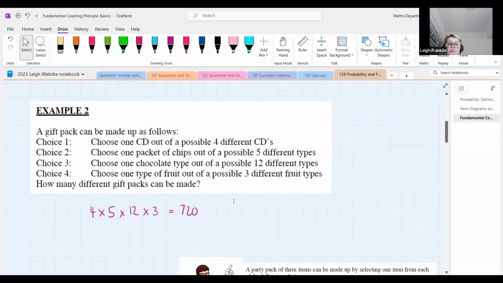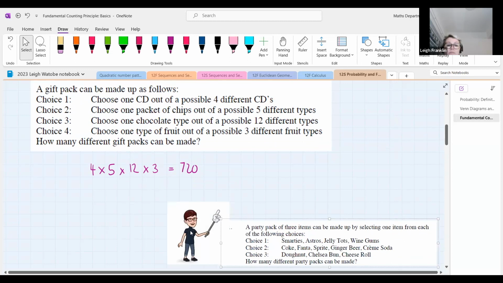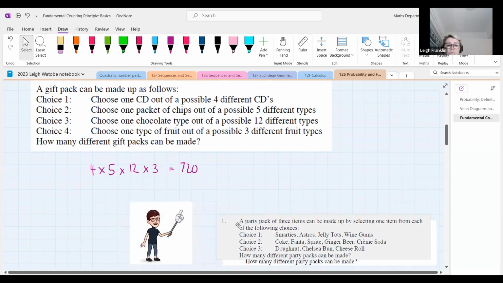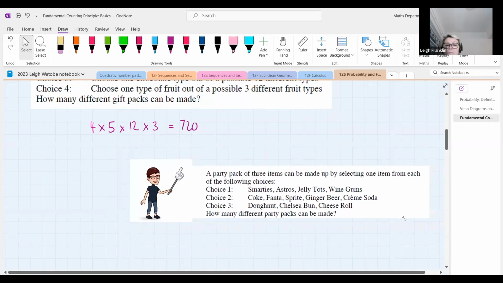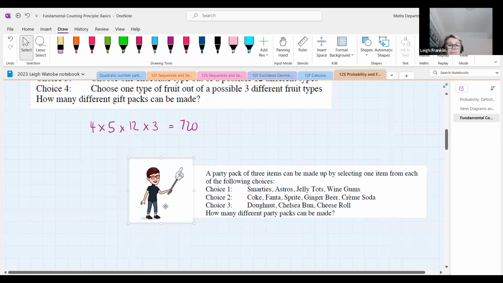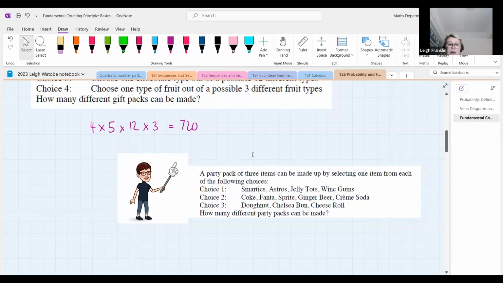Any questions so far? We're still just doing the easy stuff. No questions? Okay, so you guys do this one on your own. Please explain where your answer comes from as well when you do your working out. Don't just write down the answer only, and then you can share it with Yolanda or I. How many different party packs can be made?